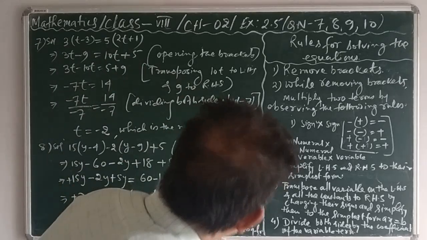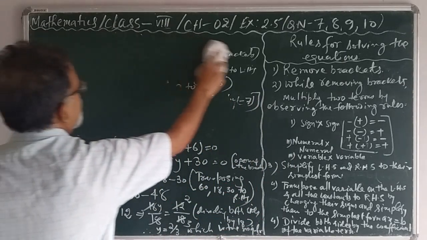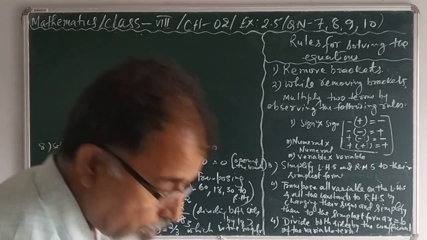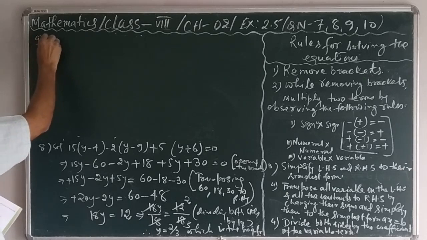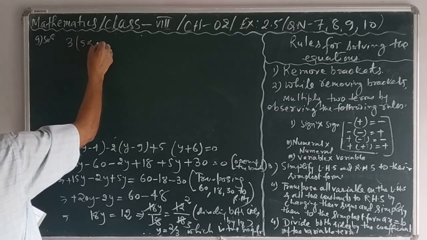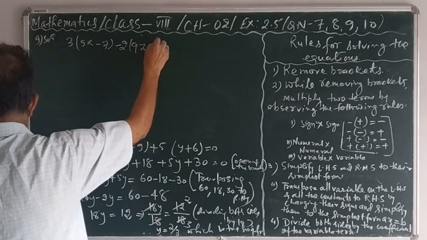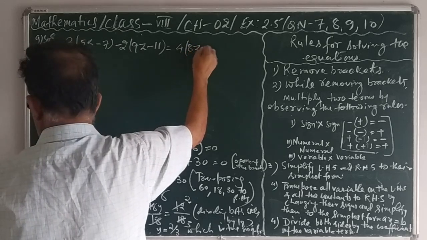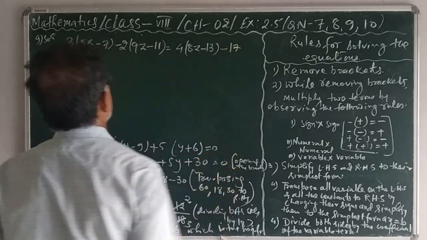Now I am going to question number 9. Solution: 3 into (5z minus 7) minus 2 into (9z minus 11) equal to 4 into (8z minus 13) minus 17.